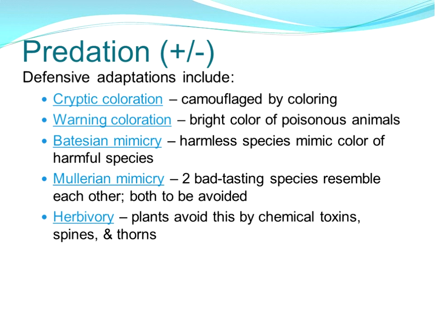Whereas Müllerian mimicry is where two bad-tasting species resemble each other. So they actually are both avoided. So they both have a bad taste, or they have a bad smell or something, so that they mimic each other, and then therefore they are both going to be avoided. And then the herbivory that I was talking about earlier, these are things like the chemical toxins that are released, spines, thorns, that type of thing.